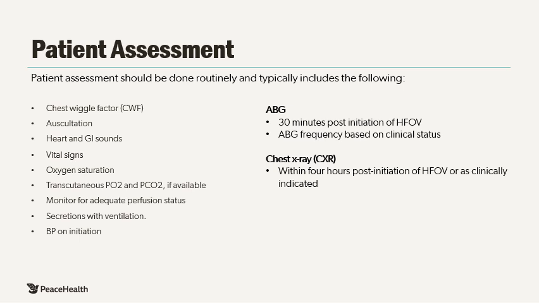As mentioned earlier, high-frequency oscillatory initiation often reduces venous return and blood pressure, so we might think about giving a 5 to 10 mL per kilogram saline bolus.